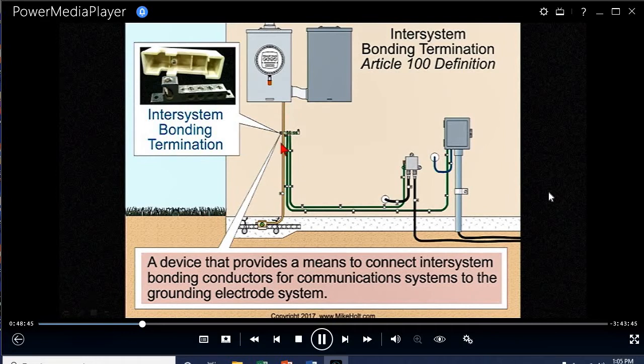250.94, you're going to put this device right here. It provides a means to connect inter-system bonding conductors for communication systems to the grounding electrode. So I think I'd label this right here CATV, and I think I'd label this right here telephone. So now you're taking the telephone and you're doing what? You're connecting it to the inter-system bonding terminal, which is what?